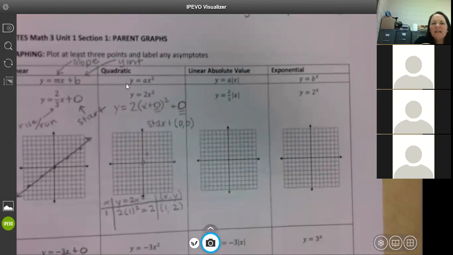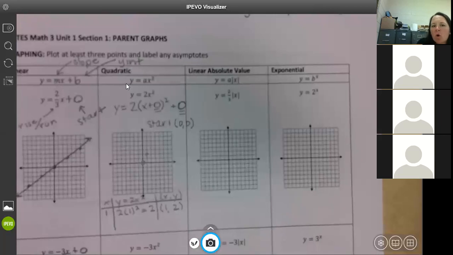It's curved. Yeah, it's curved. It's a U shape. Or if it's a negative, like that 2 were negative, it'd be upside down. So it'd be an N shape. What's great about it is it's symmetrical, right? So once you find one point on the left, you can mirror it on the right.